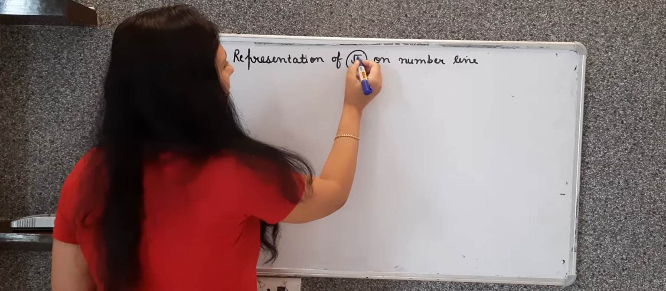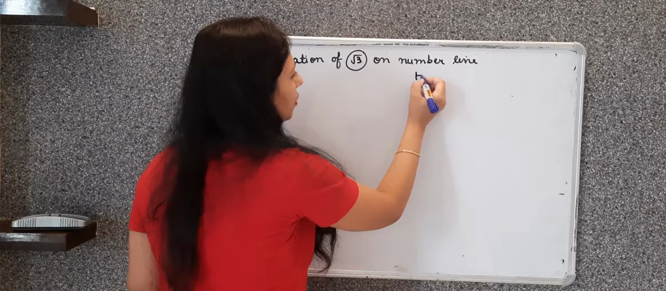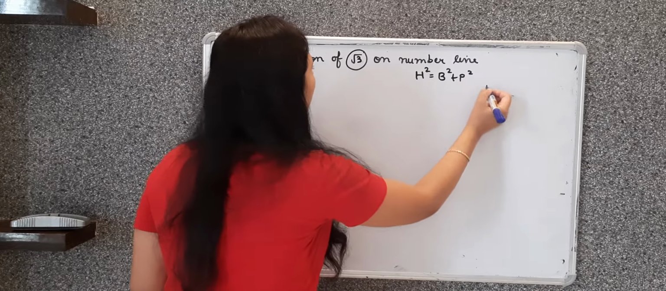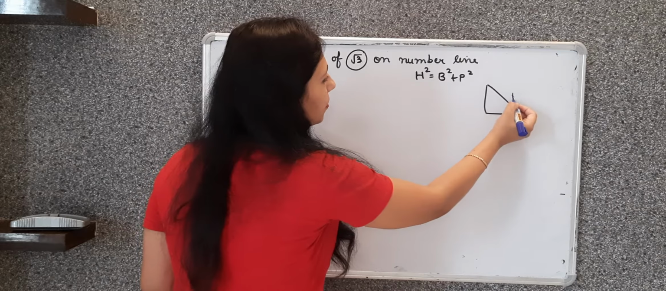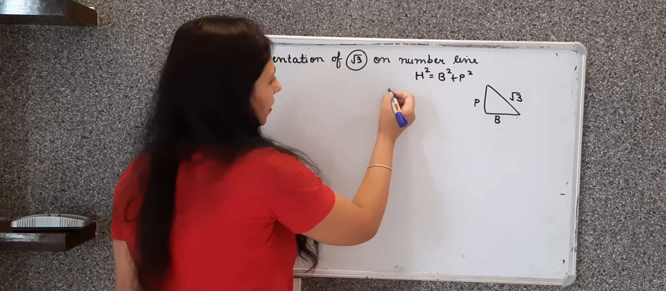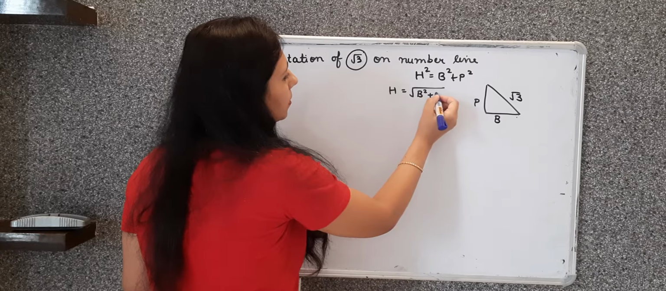We need to do representation of root 3 on number line. Again, we use Pythagoras Theorem, which is hypotenuse square is equal to base square plus perpendicular square. Now what do I want my hypotenuse to be? I want hypotenuse as root 3. So for that we need to consider our base and perpendicular. So hypotenuse is root of b square plus p square.